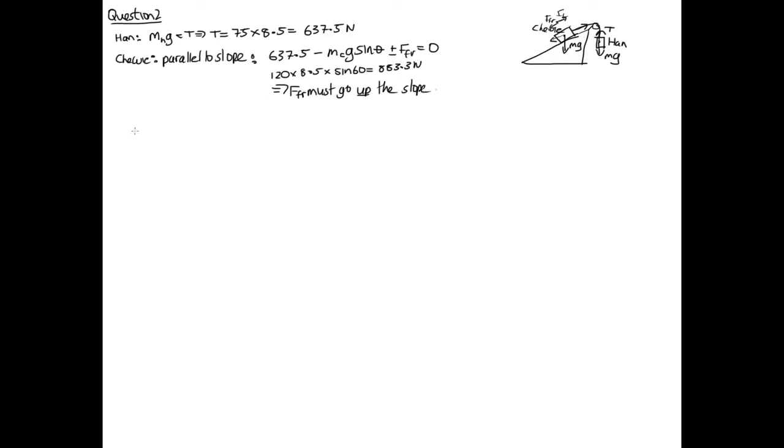Okay, so to draw our free body diagrams, here we've got Chewie. We've got the tension pulling that way, we've got the weight force pulling that way, and then we've also got the friction force pulling up that way. And for Han, we've got the weight force pulling down and then the same tension force pulling up. Okay, so we've done A, that's our free body diagrams here. Maybe just label that friction a bit clearer.